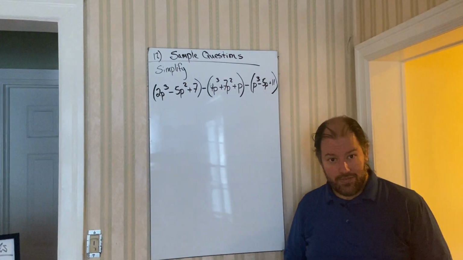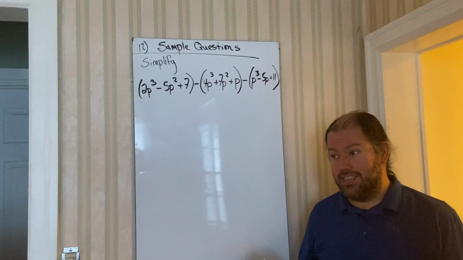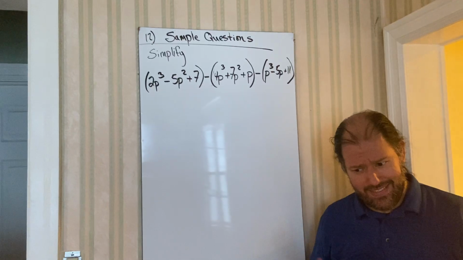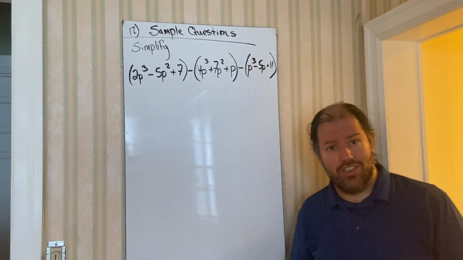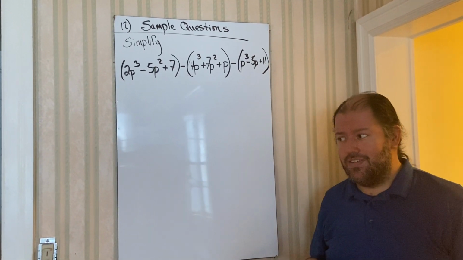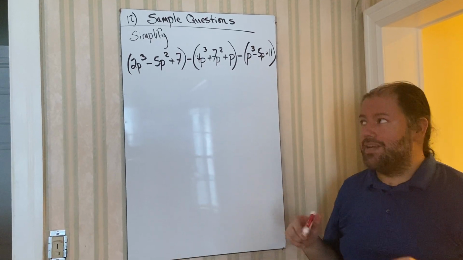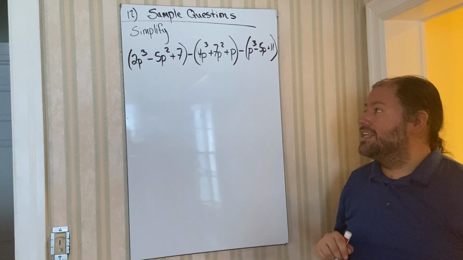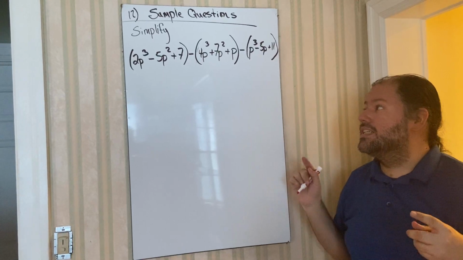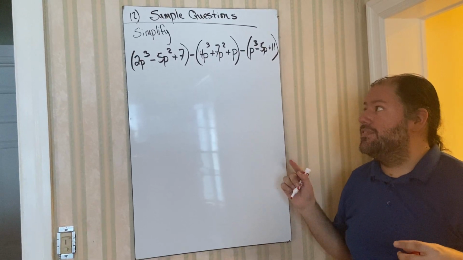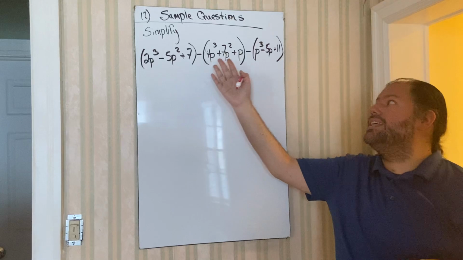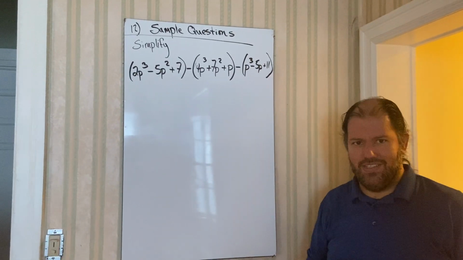Here we have our 12th sample question. So you're getting kind of close to having a test. We only have 2 more sections that we have to cover, 5.6 and 5.7. So just be aware. For this one, again, notice it says simplify, and we have 3 trinomials.